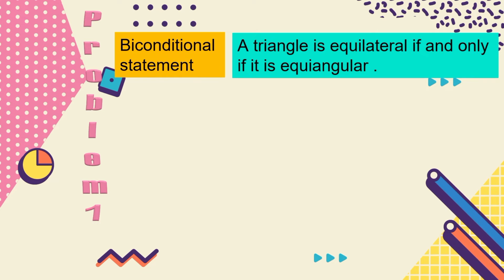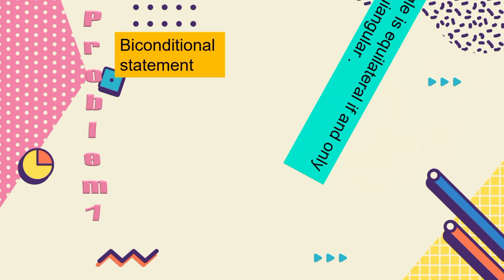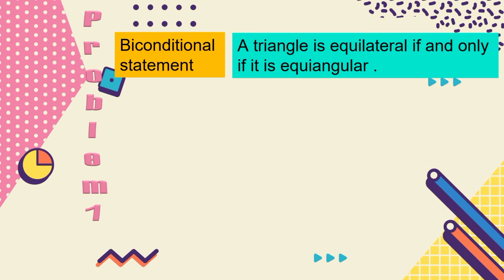Now, remember, class, that the words if and only if imply that both conditional and converse statements are true. Given a biconditional statement, you can split it into a conditional statement and its converse.